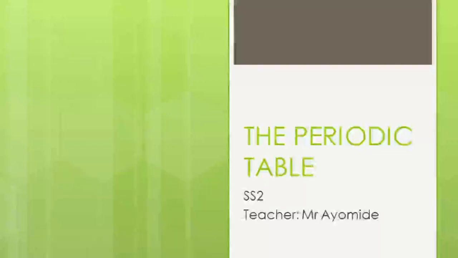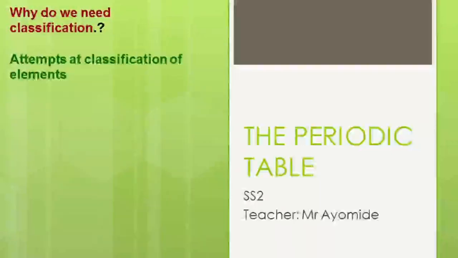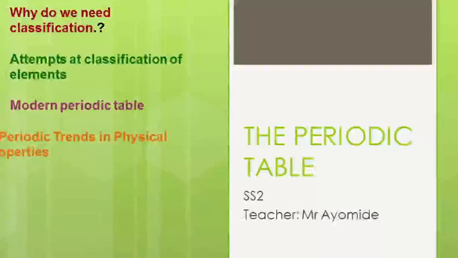In this class we are going to be looking at the following. Why do we need to classify elements? What are the various attempts by scientists at classifying elements? What is the modern periodic table? What are the trends in the modern periodic table?